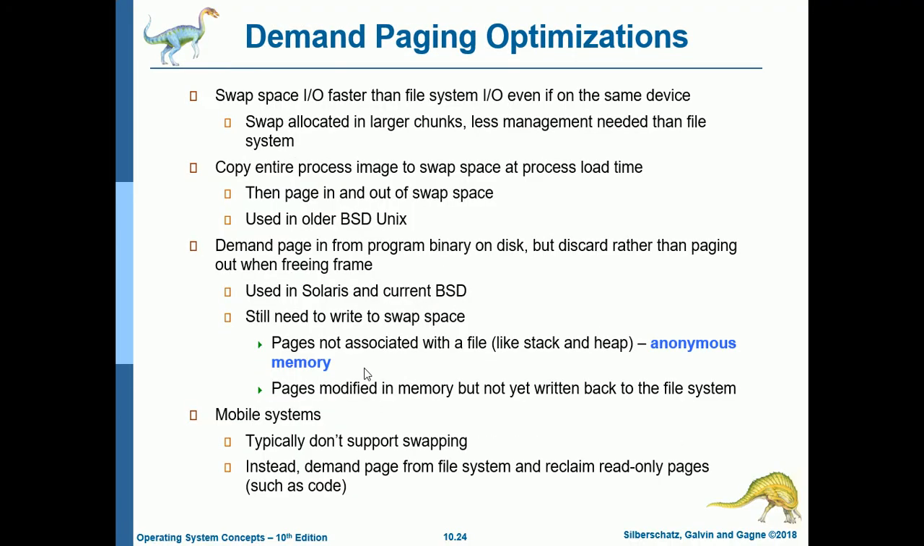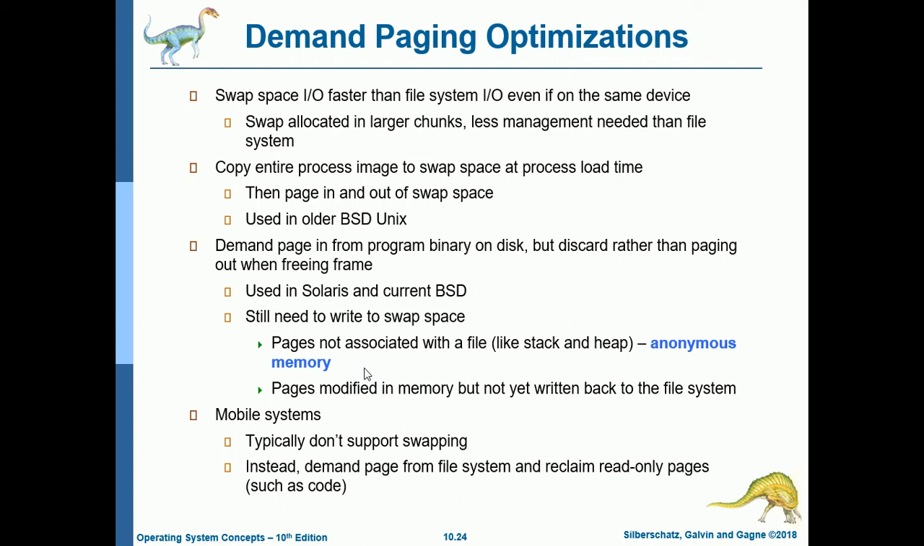Okay, next is demand paging optimization. Swap space I/O is faster than file system I/O, even if on the same device. Swap is allocated in larger chunks, so less management is needed than for the file system. One approach is to copy the entire process image to swap space at process load time, then page in and out of swap space. This was used in older BSD Unix.